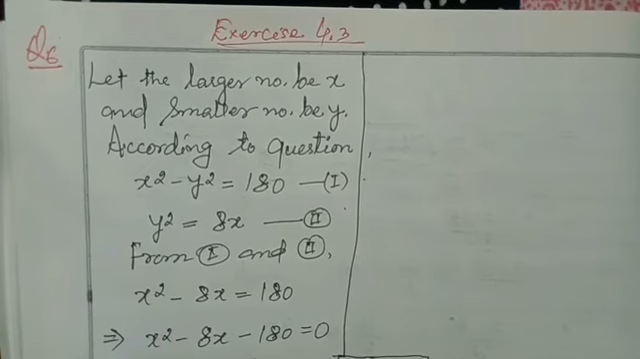The difference of squares of two numbers is 180. The square of the smaller number is 8 times the larger number. Find the two numbers. The first line of the question is: the difference of squares of two numbers is 180. It means there are two numbers first.